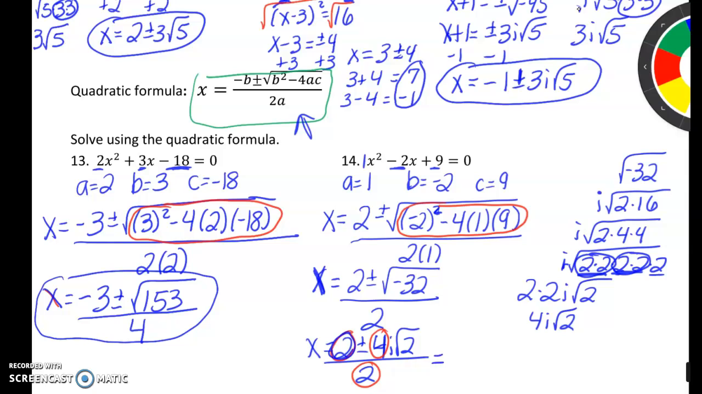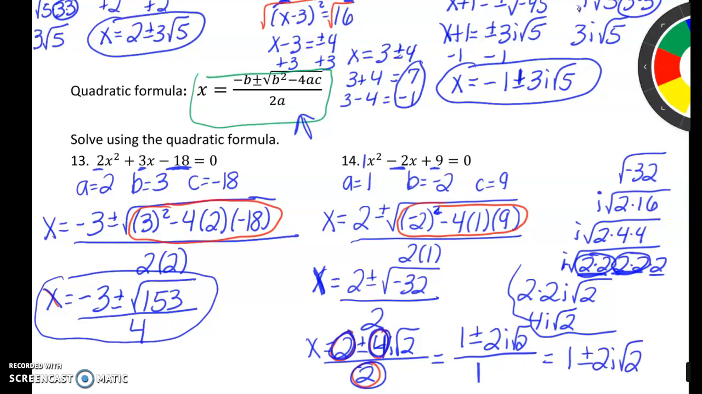So this 2 divided by 2 would just be a 1. This 4 divided by 2 would be 2. Then I have the i and the square root of 2. Okay, and then this 2 divided by 2 would be 1. So my final answer would just be 1 plus or minus 2i square root of 2, because I would not necessarily have to put it over 1.